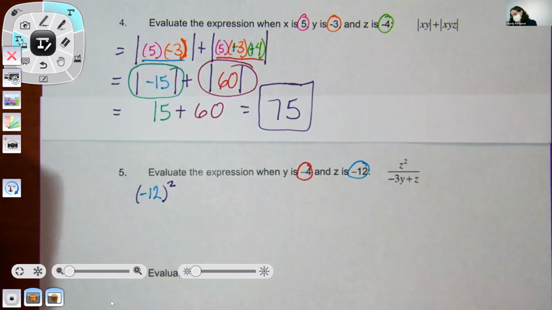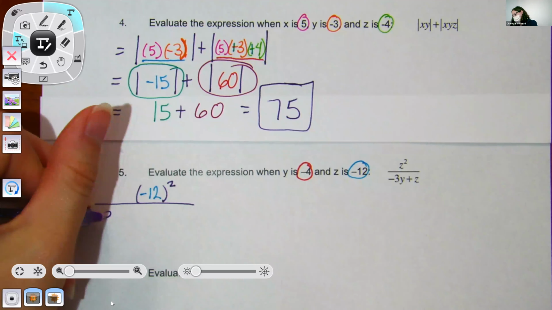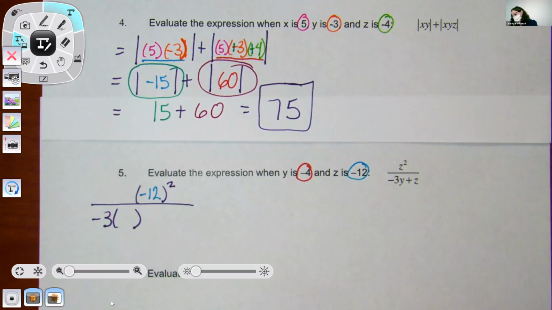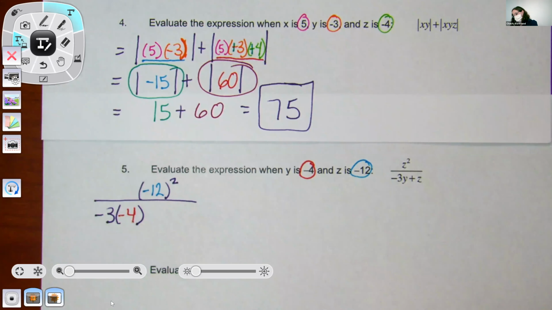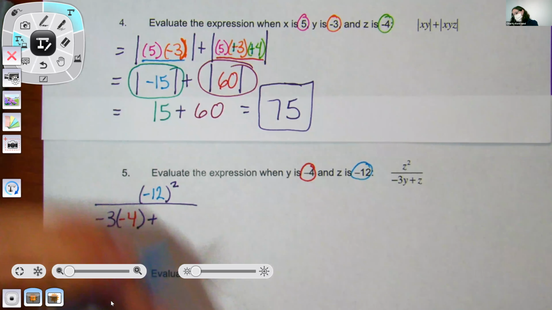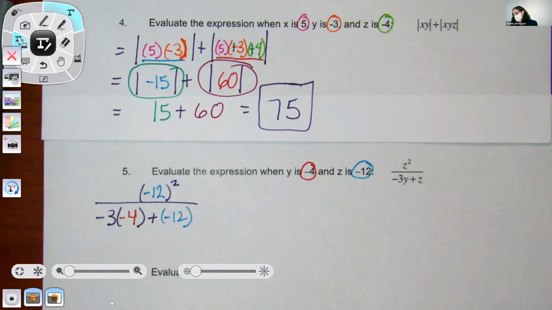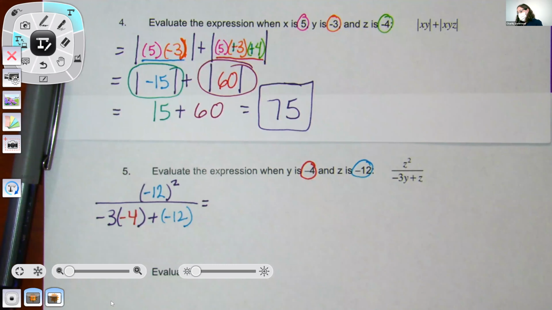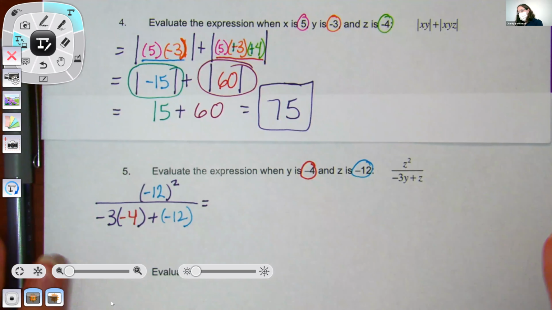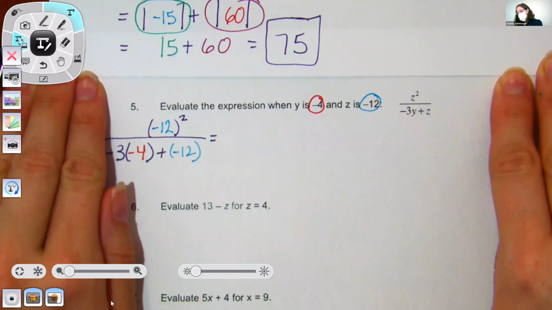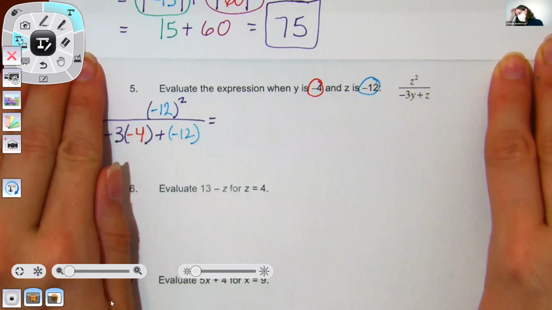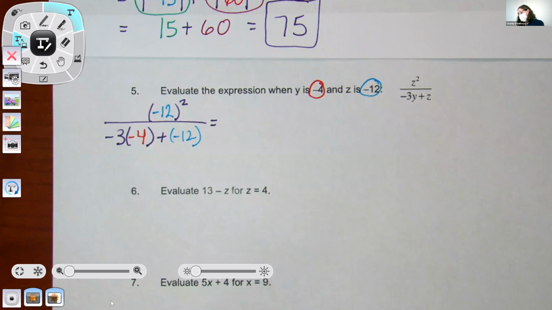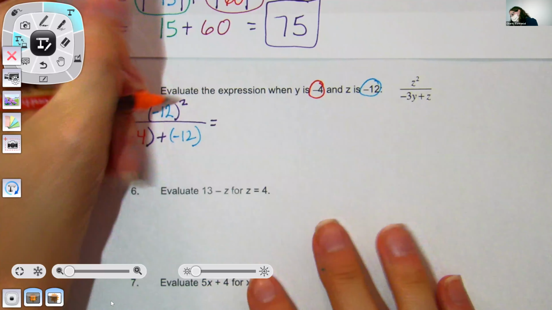Over negative 3 times negative 4 plus negative 12. All right, so the fraction bar is like a grouping symbol. So we're going to do the numerator as one group and the denominator as another group. So negative 12 squared. So that's negative 12 times negative 12. So that's going to equal positive 144.